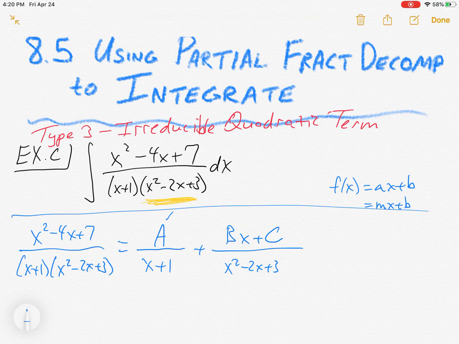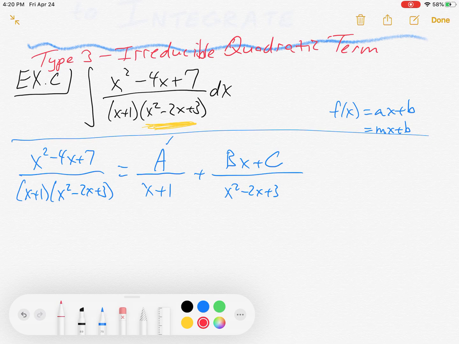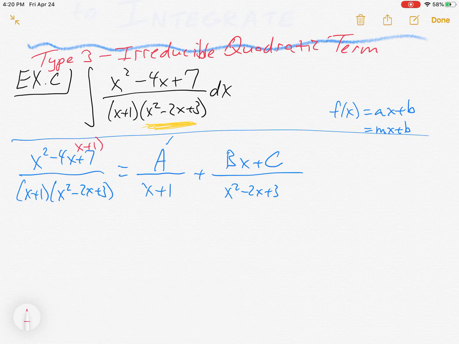So what letters should we use? Should we use A and B, M and B? Well, we've already used A, and we like this capital letter thing. Let's just keep going with the alphabet as Bx plus C. That is a linear expression, which is 1 less than quadratic, which is below. That's what you always have to do in type 3 and in type 4. So be ready to write the Bx plus C thing if the denominator is not reducible. It's an irreducible quadratic.